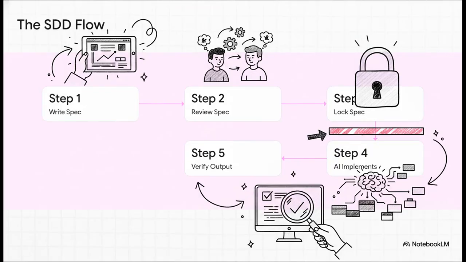The whole flow is actually pretty simple, but it's incredibly powerful. First, a human writes the spec. Then it gets reviewed. Step 3, it gets locked down. This is huge, because it prevents that classic scope creep. Only then does the AI actually get to implement it. And finally, a human verifies the output. You see? It's this predictable loop that keeps the human firmly in the driver's seat, acting as the architect.